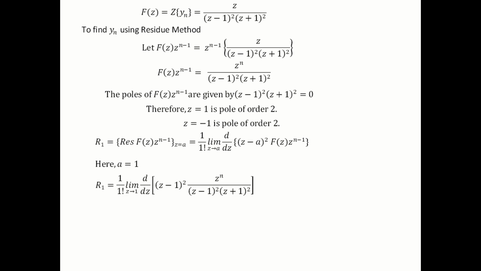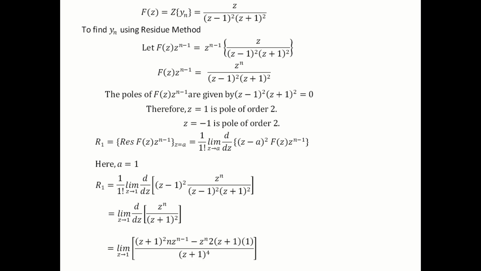So R1 is equal to limit z tends to 1 of d by dz of (z minus 1) square z power n by (z minus 1) square into (z plus 1) square. The (z minus 1) square in the numerator and denominator get cancelled. So remaining, you will get limit z tends to 1 of d by dz of z power n by (z plus 1) the whole square. Now we are taking differentiation with respect to z of z power n by (z plus 1) the whole square.